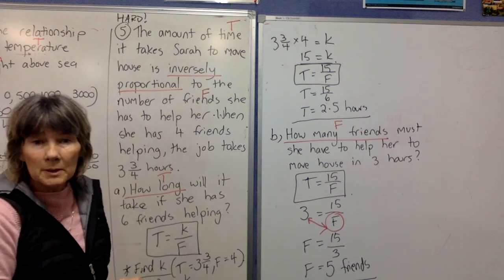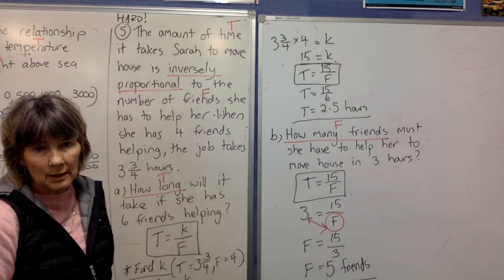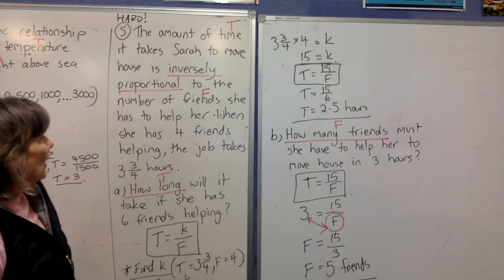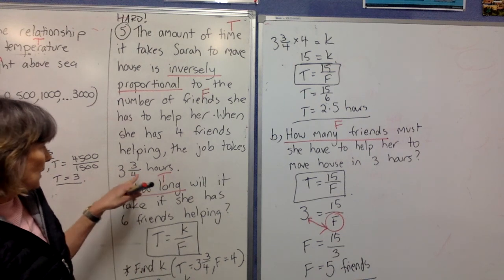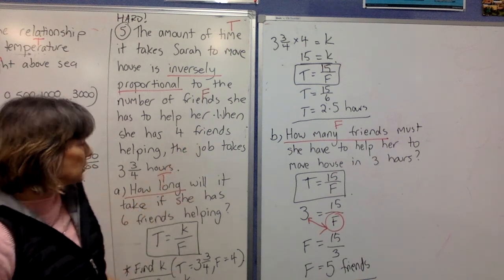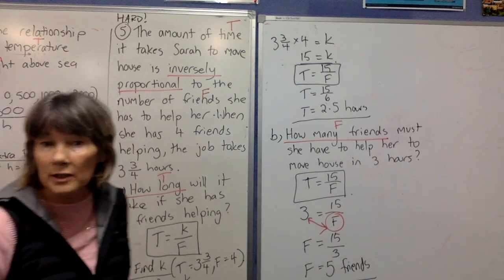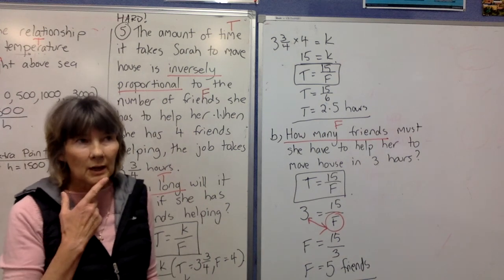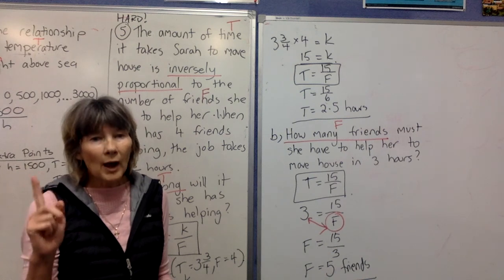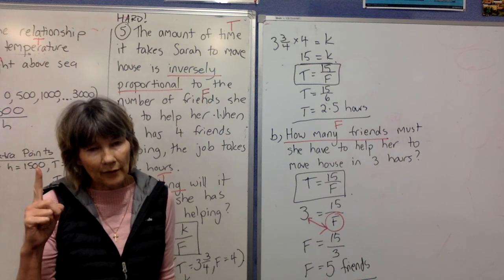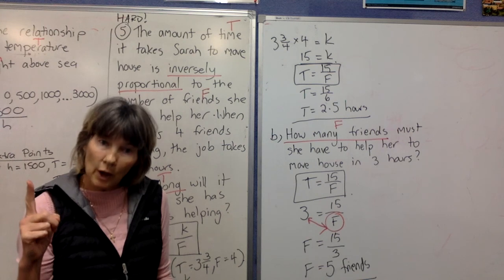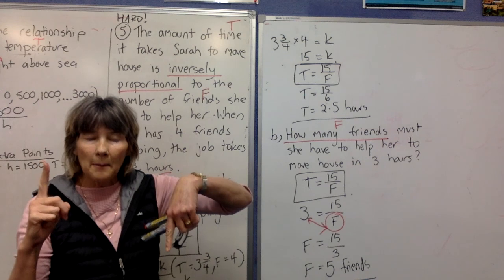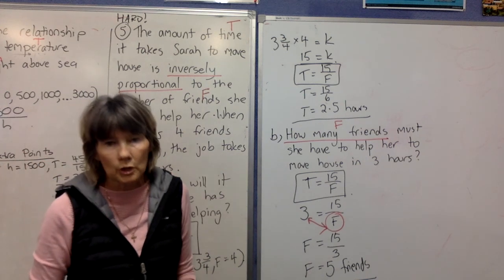Okay? Sometimes they won't even use those words in a question like this. They could quite easily have said, the amount of time it takes Sarah to move house is 3 3/4 hours with 4 friends. How long is it going to take her with 6 friends? And they won't tell you anything about inverse proportion. Now, if they do that, you've just got to think about common sense. If I have more friends, increase the number of friends, will that take me more time to move or less? It'll take you less time. Once you see the opposites happening, you know it's inversely proportional to.